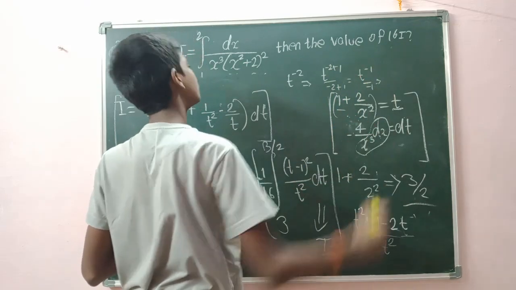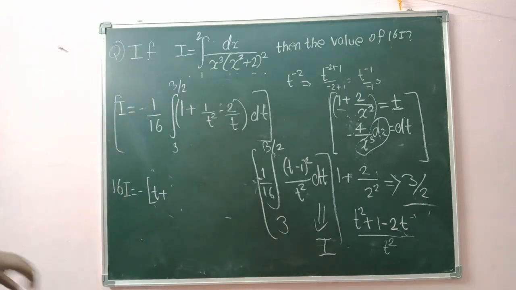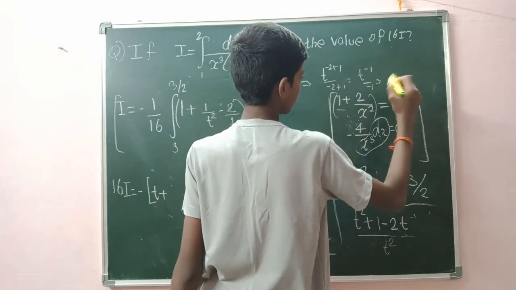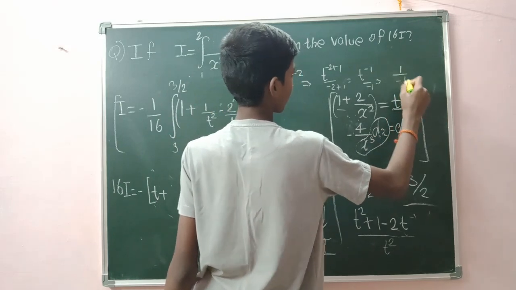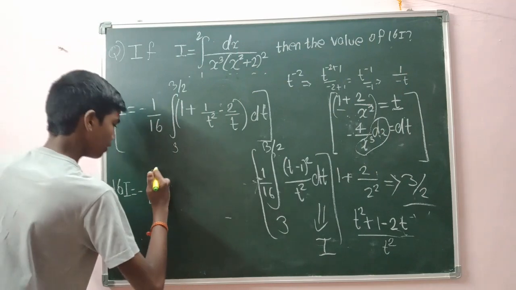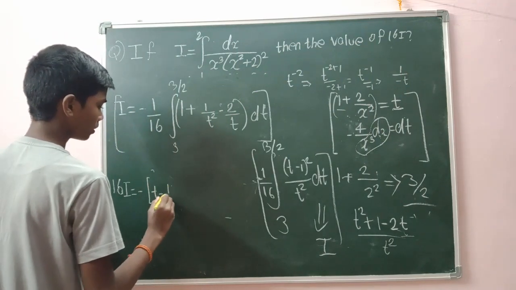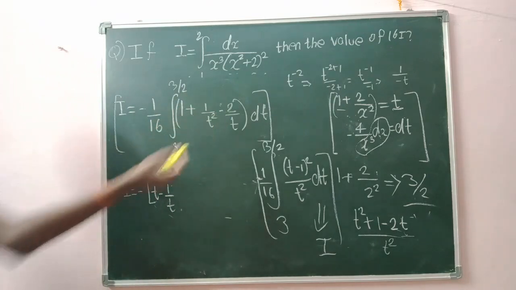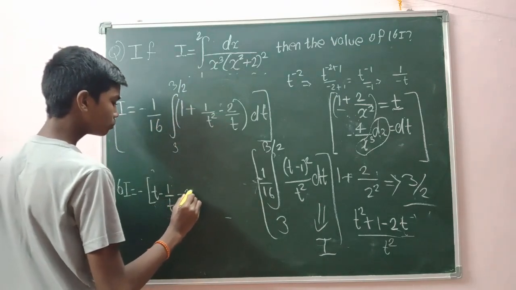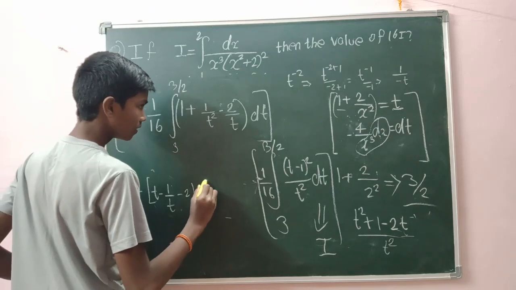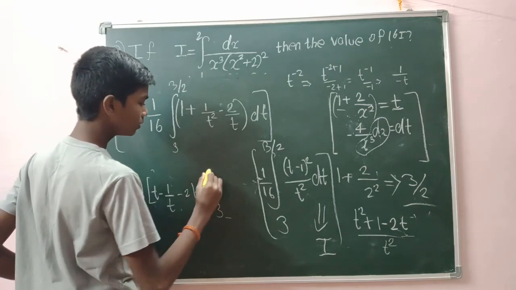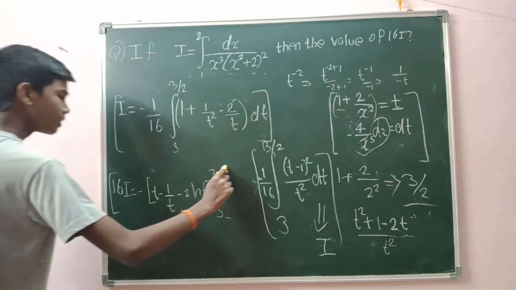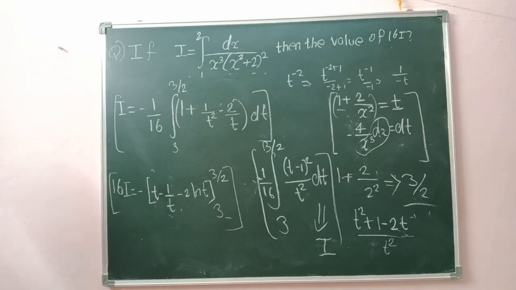So this will be minus 1 by t. Then minus of 2 by t. The integral of 2 by t is very simple: minus 2 times ln of t, from 3 to 3 by 2. Correct? Guys, I think whatever I am doing here is correct. Okay, everything is fine here.